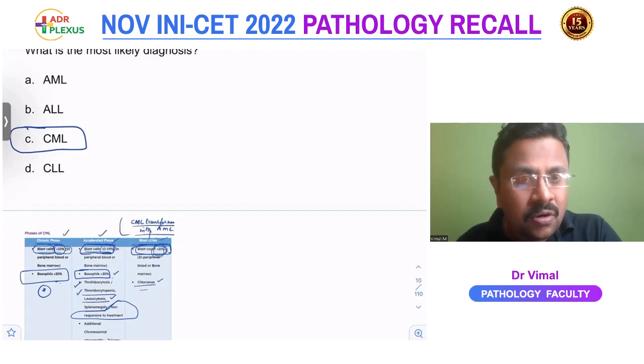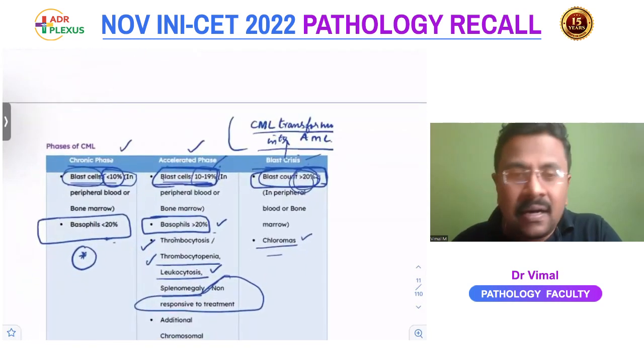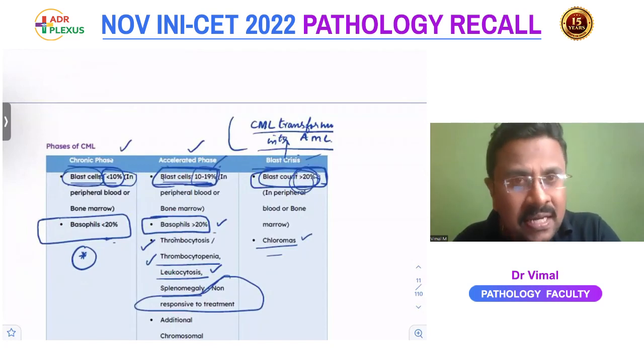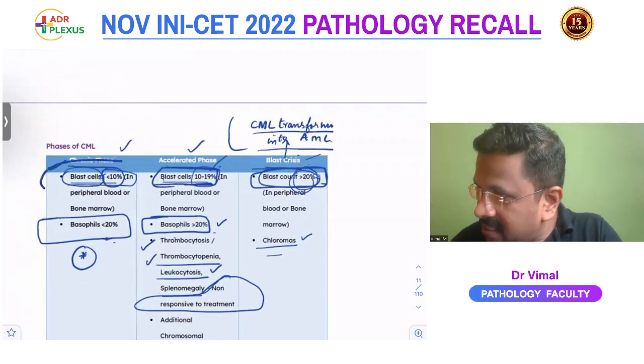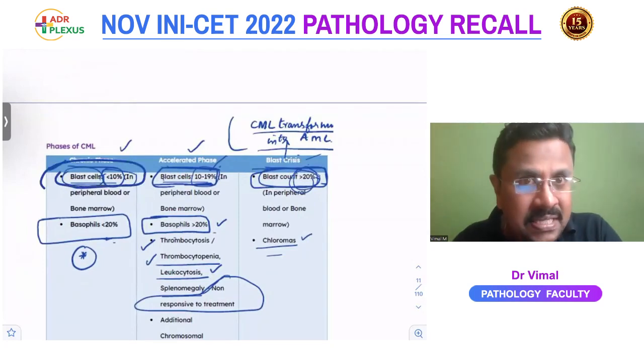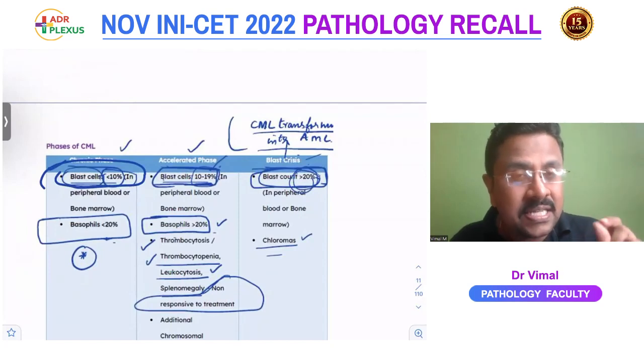We have discussed enough about the three phases of chronic myeloid leukemia: chronic phase, accelerated phase, and blast crisis. I would have insisted on this point many times in our lecture classes. In the chronic phase, the blast cells are less than 10%, and the basophils are also less than 20%.